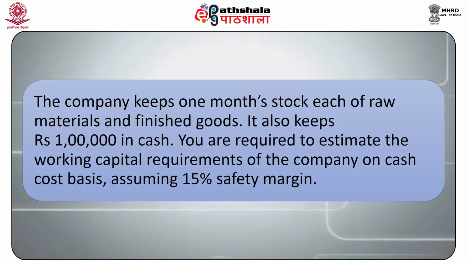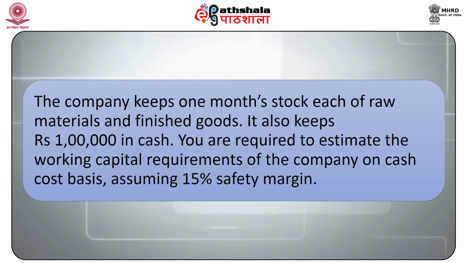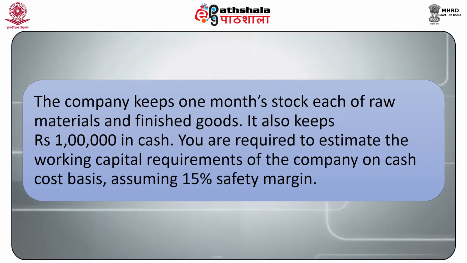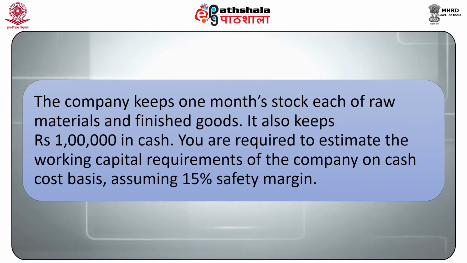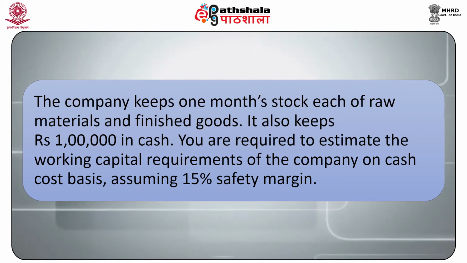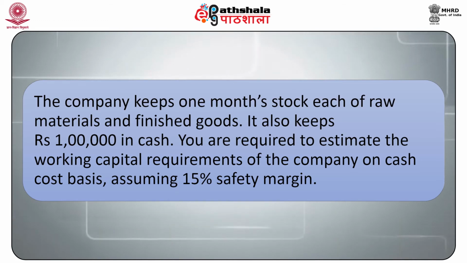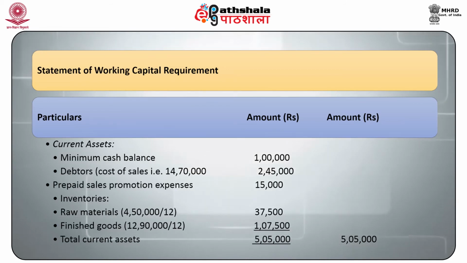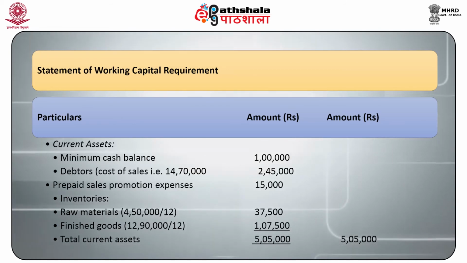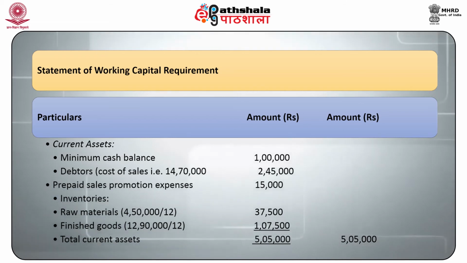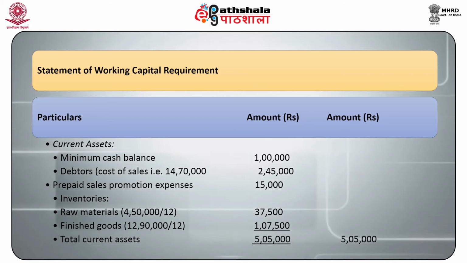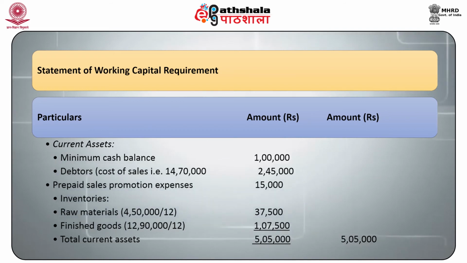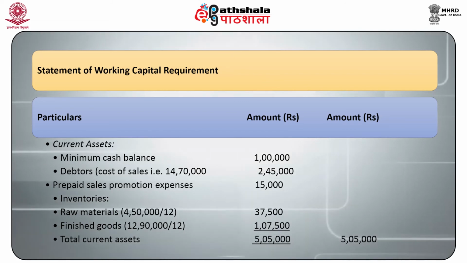The company keeps 1 month stock each of raw materials and finished goods. It also keeps rupees 1 lakh in cash. You are required to estimate the working capital requirements of the company on cash cost basis, assuming 15% safety margin. The solution can be started by preparing the statement of working capital requirements, which include the current assets, namely the minimum cash balance, the debtors, the prepaid sales promotion expenses, also the inventories, namely raw materials and the finished goods. This gives us the total current assets at 5,05,000.